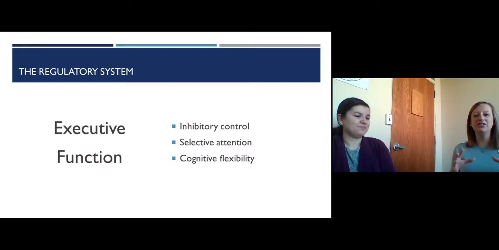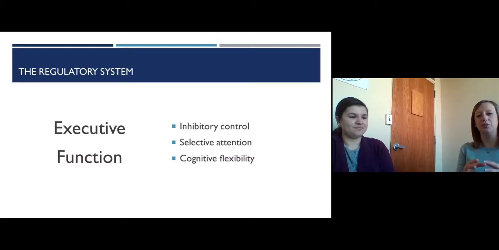Typically when most of us try to focus and be productive, that's based out of our executive functioning system, and we use 3 different aspects of it. We use inhibitory control, our ability to stop or manage those really automatic physical or cognitive impulses. Then we use selective attention, our ability to focus in on what's most salient or important and to ignore distractions.